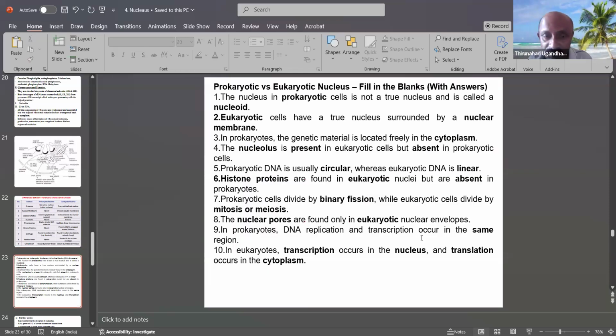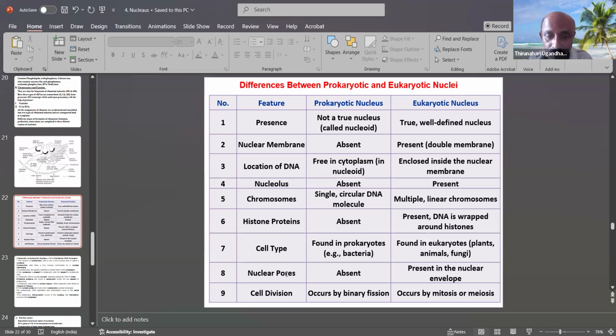Then also the nuclear pores. Nuclear pores are absent in prokaryotes, but in eukaryotes they are present in the nuclear membrane. Another important character is cell division. In prokaryotes it occurs only by binary fission, but in eukaryotes it occurs by mitosis or meiosis, meaning both.